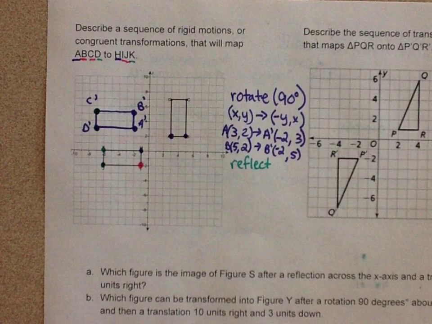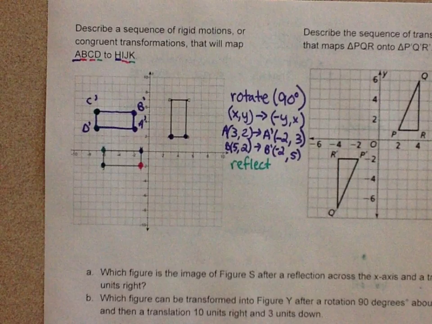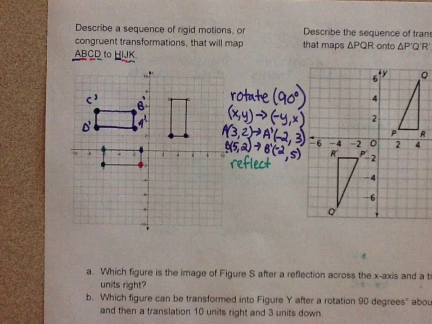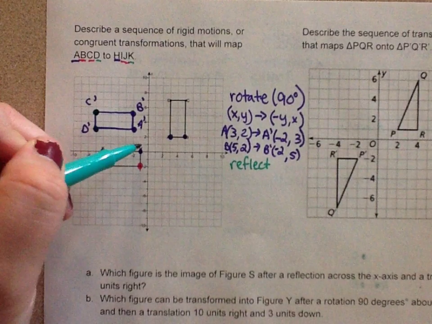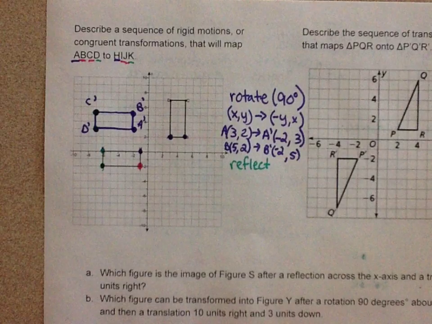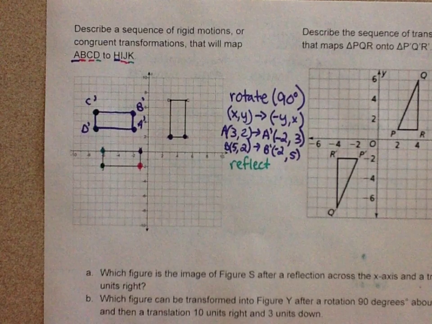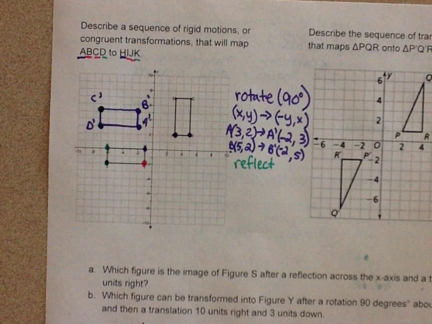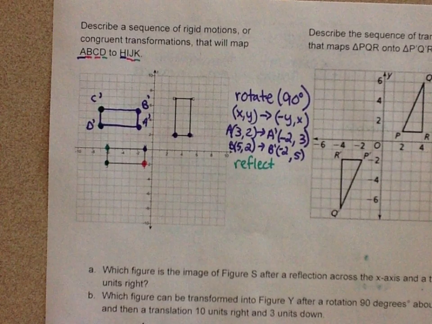There's also more that you could do. Okay, there's no specific way that you do this. There could be more than one way. I could translate down 2, to the right 1, and reflect across the x-axis if I wanted to. Okay, it's up to you what you want to do. Does that make sense? Okay, I would recommend doing what you guys said.